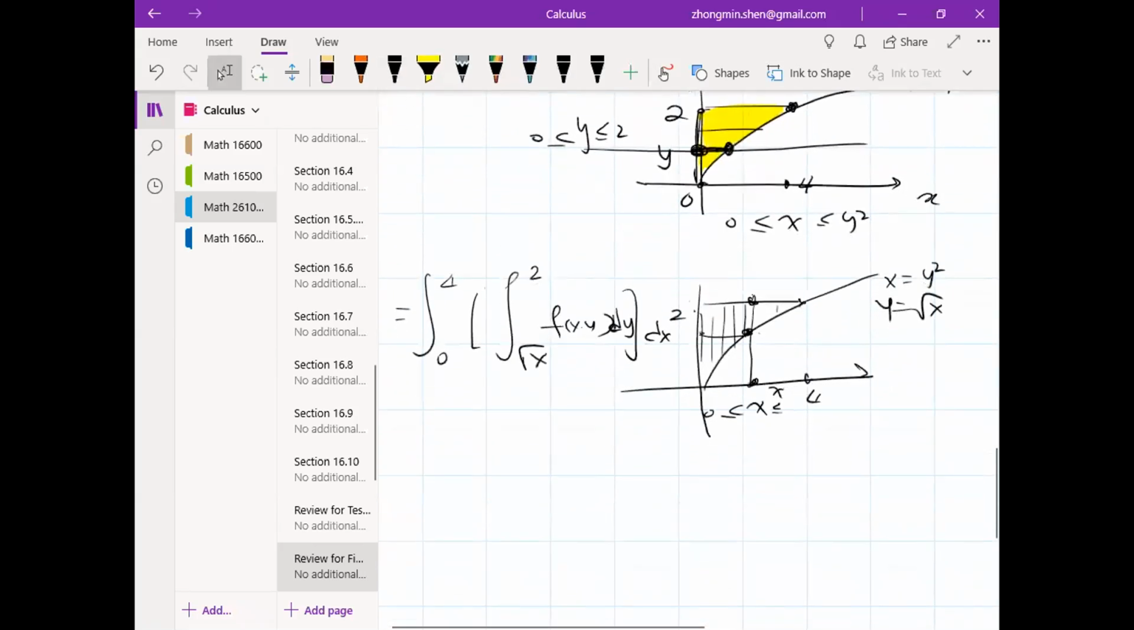Step 1, determine the interval for the x variable. Then put x outside. For each x, you draw the vertical line and you see the line segments in the region. Then you determine the range for the y variable.